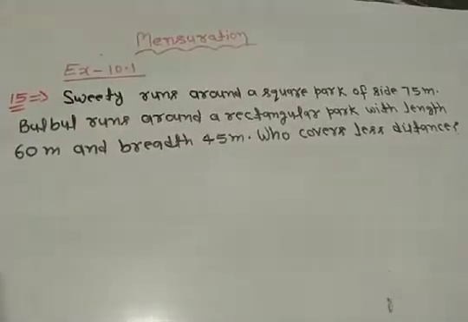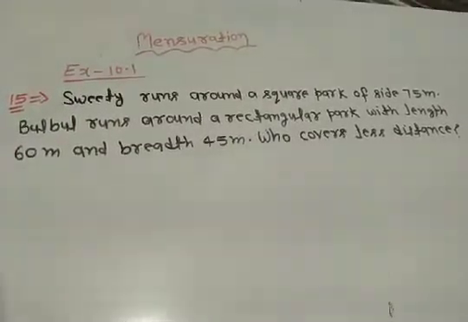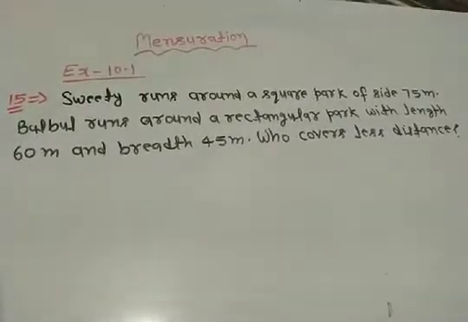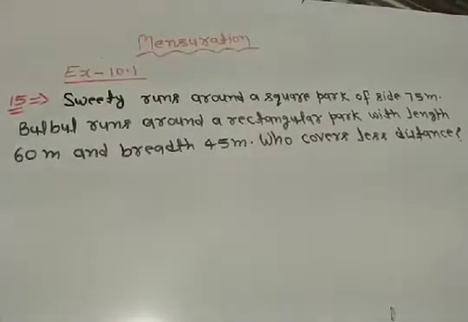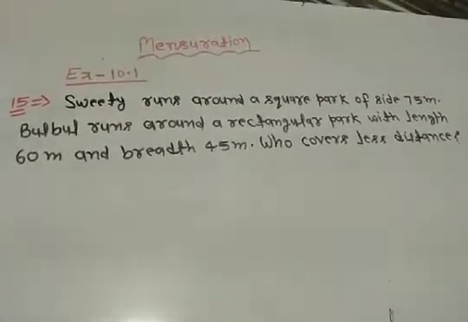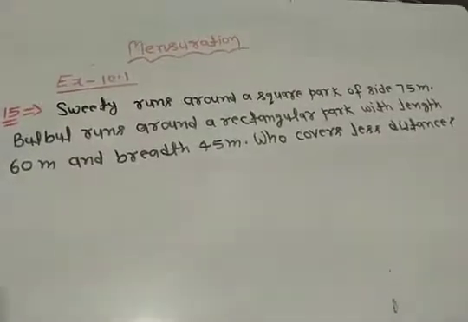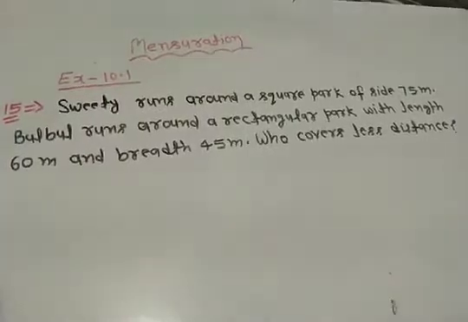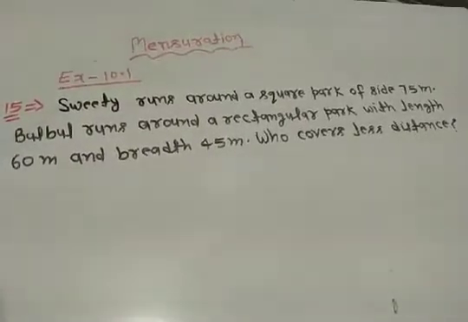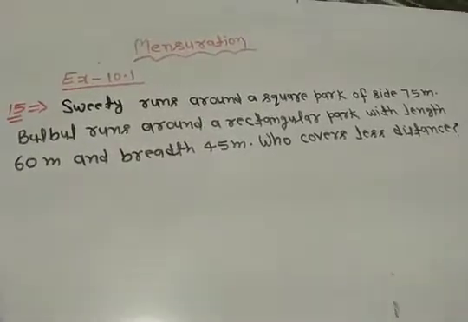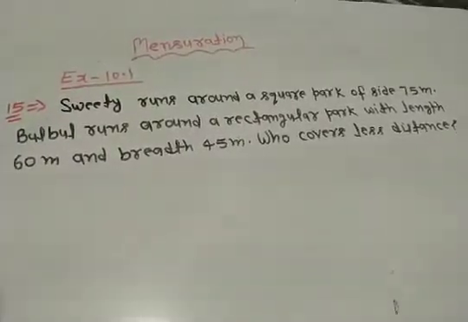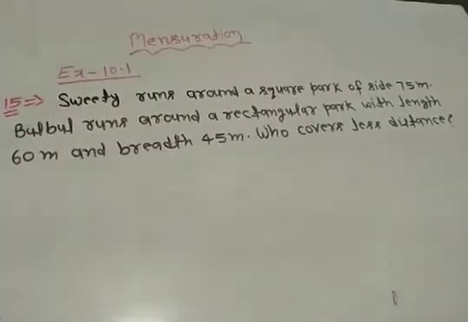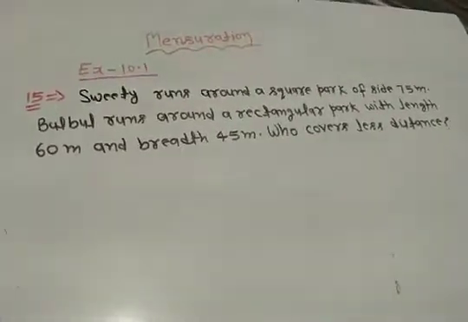This is the perimeter of the rectangular park. The perimeter of a rectangular park is equal to 2 into length plus breadth. Here the length is given as 60 meters and the breadth is 45 meters. So 2 into 60 plus 45 is equal to 210. So the perimeter of the rectangular park is 210 meters. It means the distance covered by Bulbul is 210 meters, so Bulbul covers less distance.